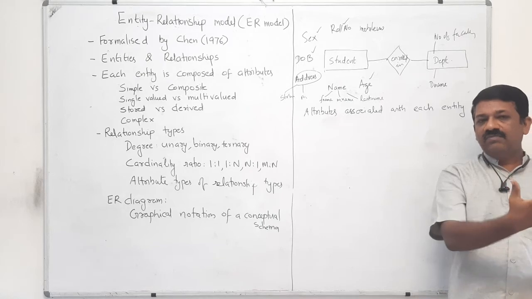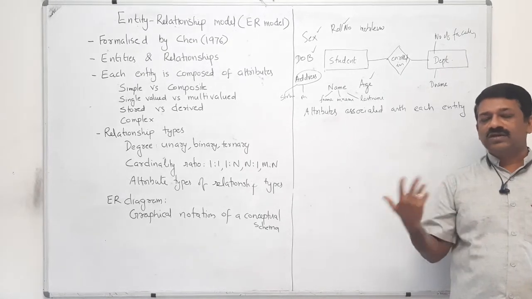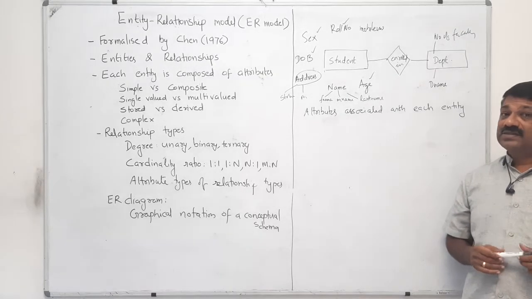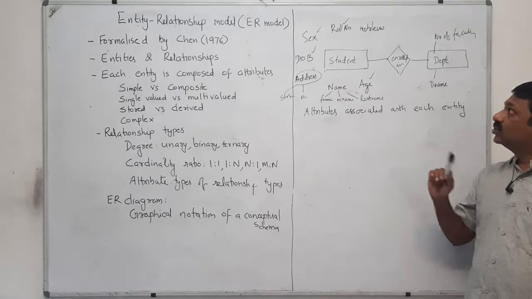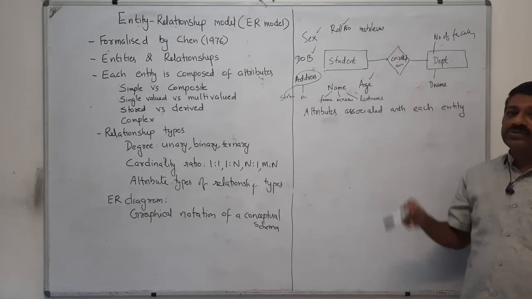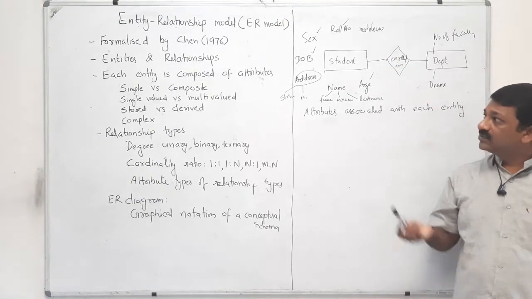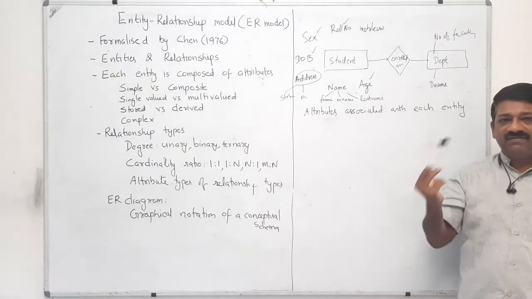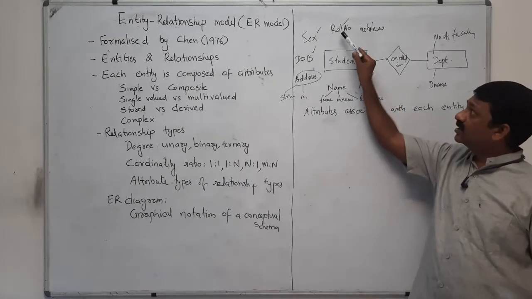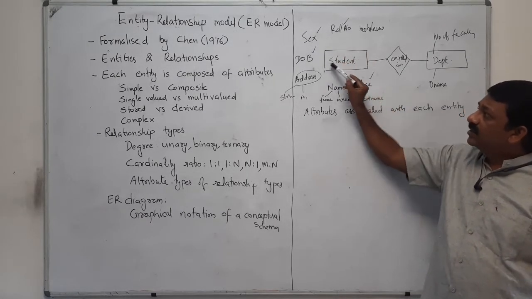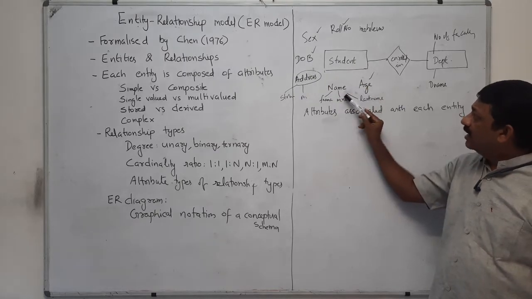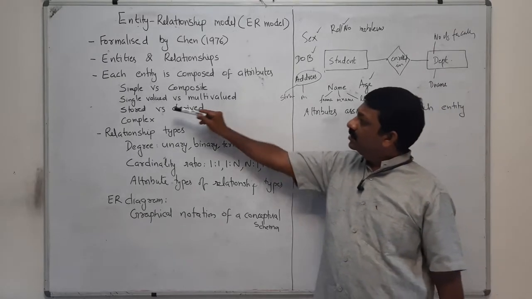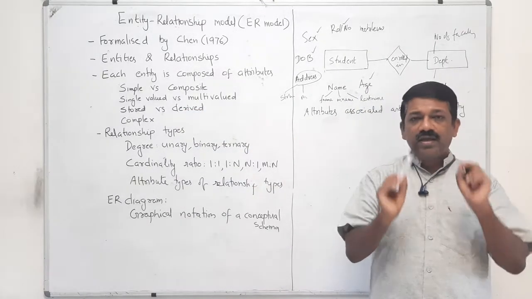That means it can be 1, 2, 3, or there is no restriction on the number of mobile numbers a person can take. There is no limit. So in that case, mobile number is a multi-valued attribute. That means the same student can have multiple mobile numbers. Whereas this student has a unique roll number, unique sex, unique date of birth, unique name, unique age, etc.